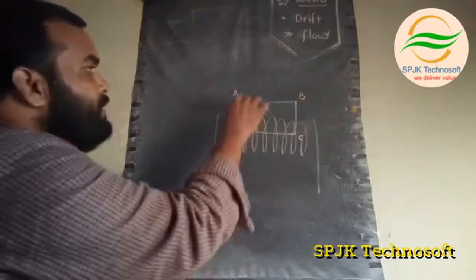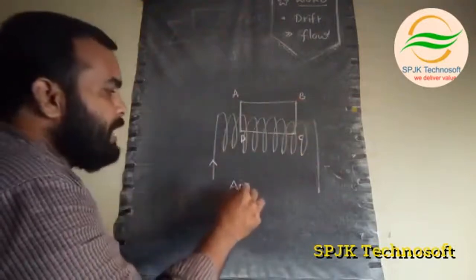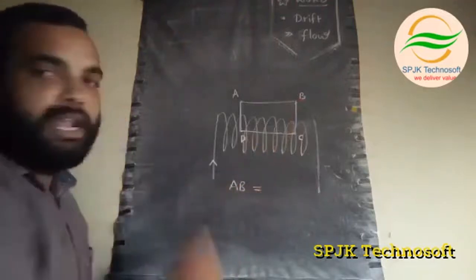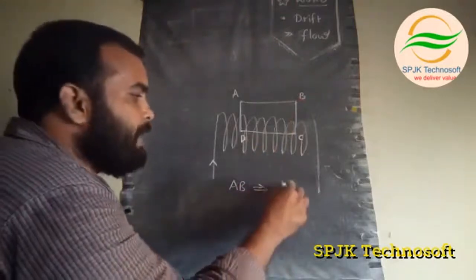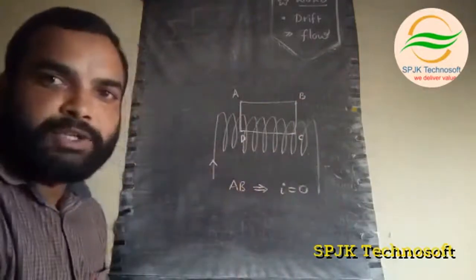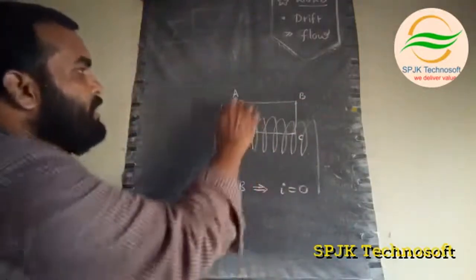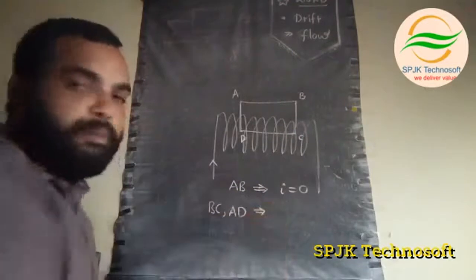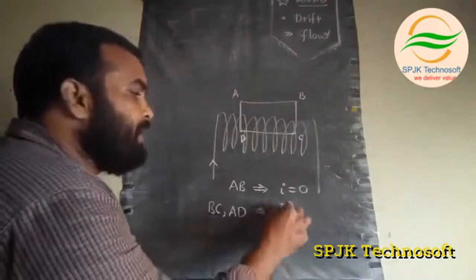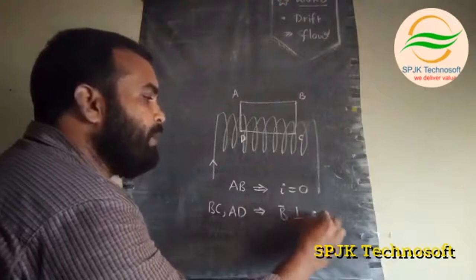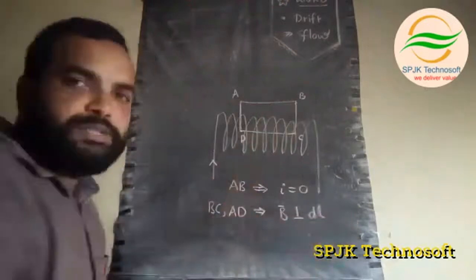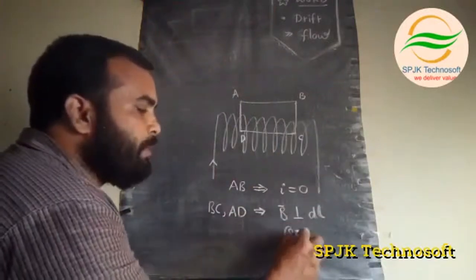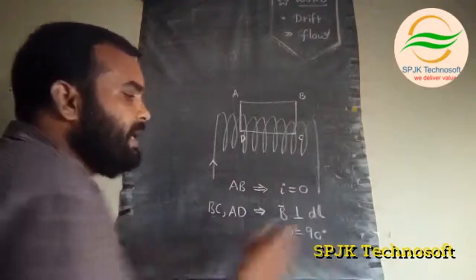Then if you observe A, B, C, D, let us take the sides one by one. Along the side AB, there is no current flowing, meaning I is equal to 0. Now along BC and AD sides, the magnetic field is perpendicular to the line element. The line element means a small length on the Amperian loop. Whenever these two are perpendicular, theta can be taken as 90 degrees.